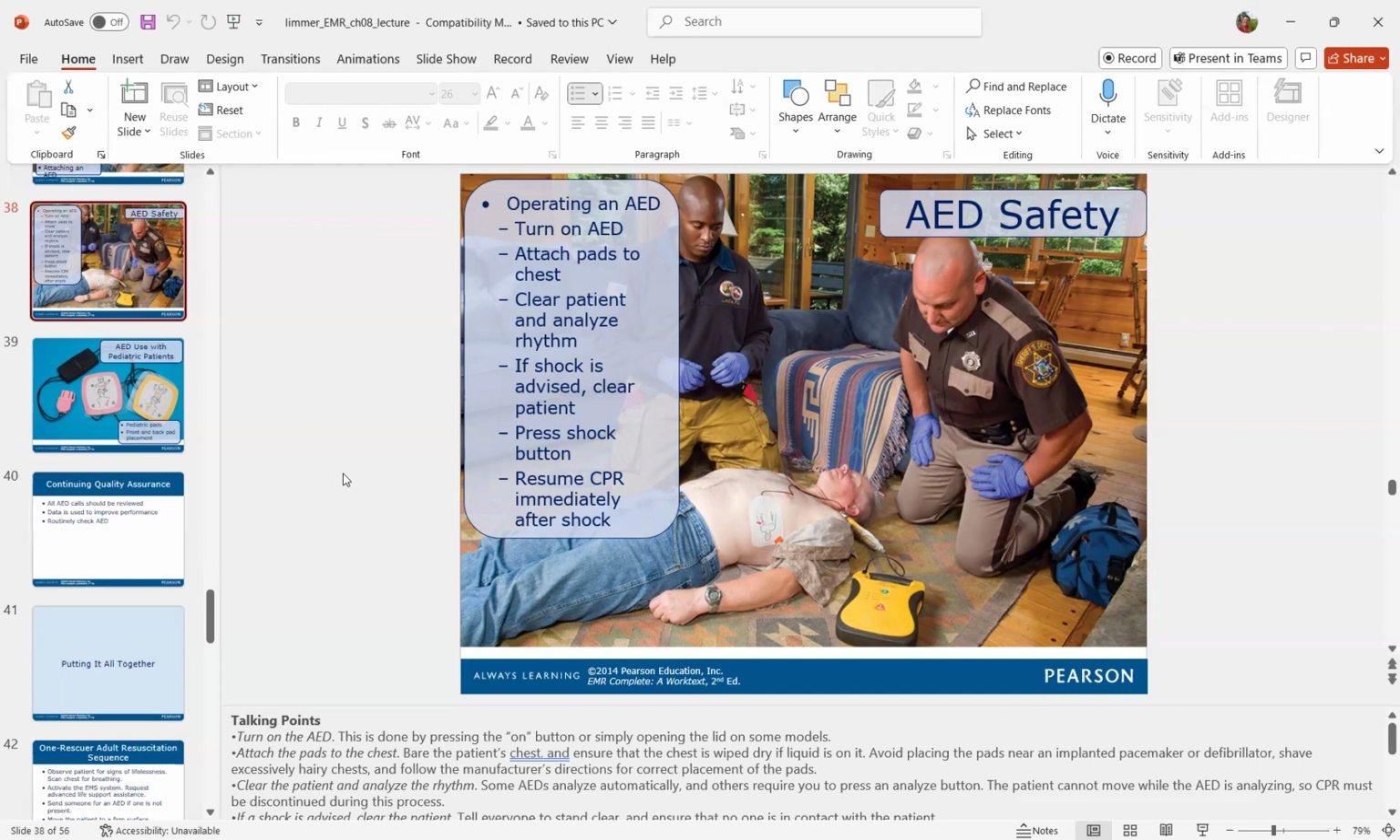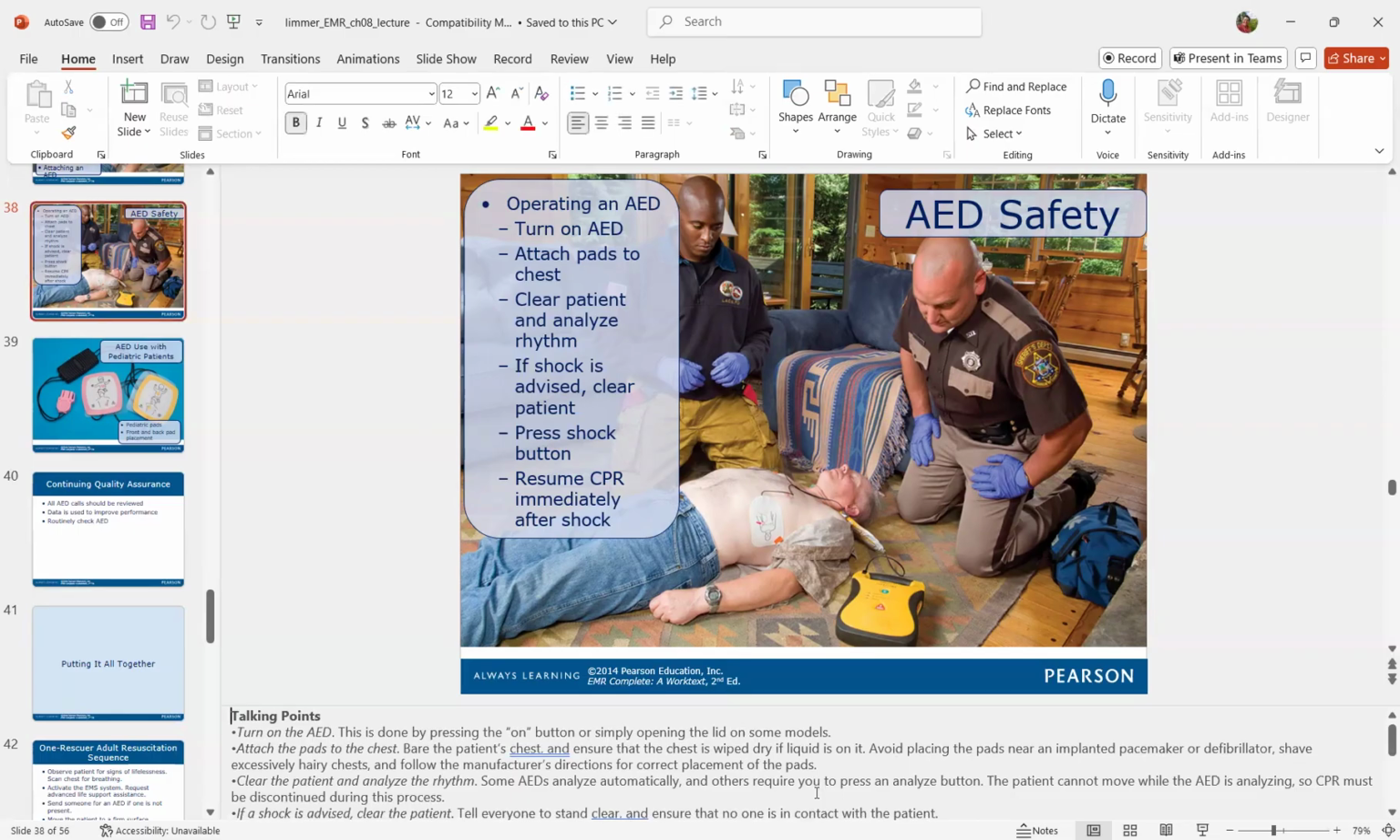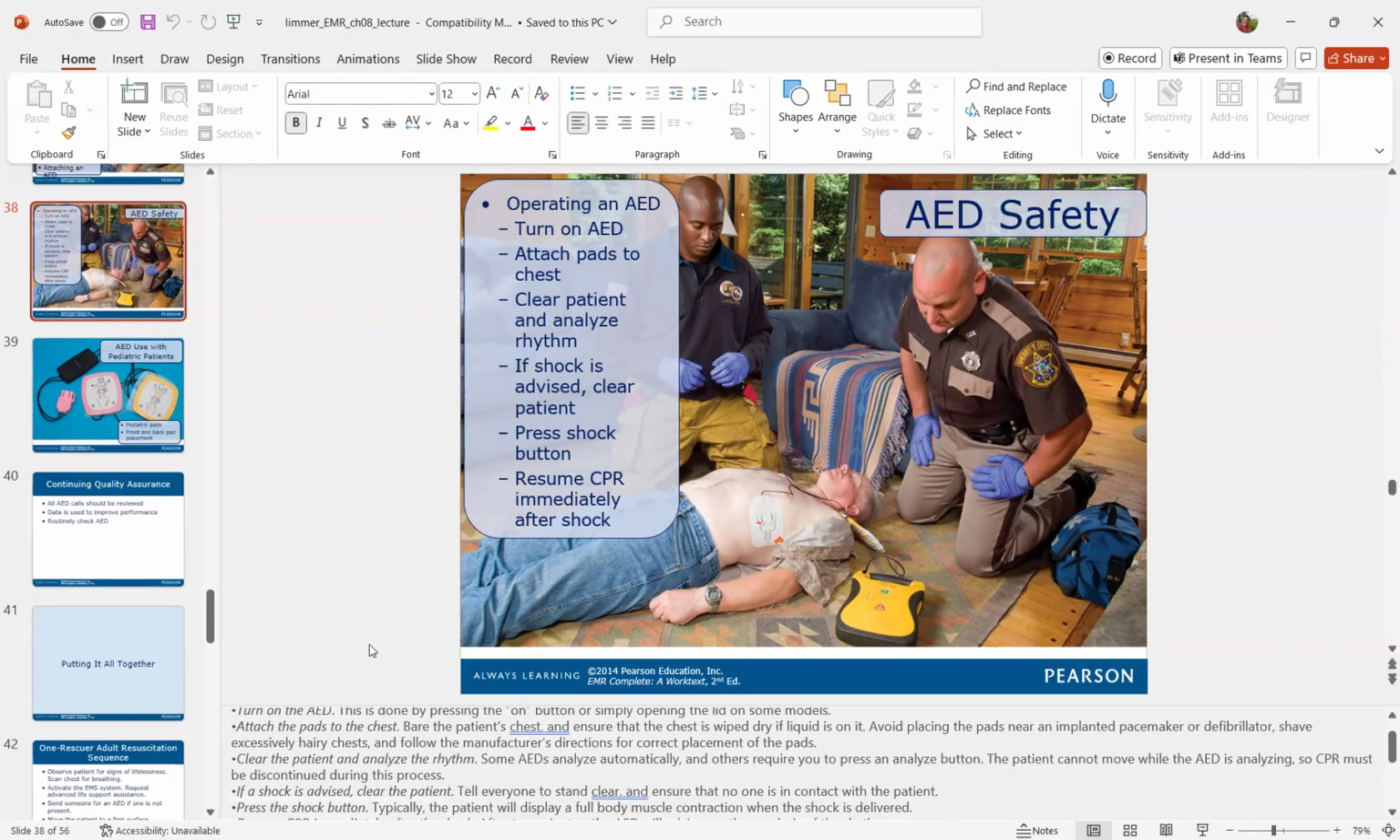Some AEDs analyze automatically, and others require you to press an analyze button. But most of the ones that are out in the public should analyze on their own. The patient cannot move while the AED is analyzing, so CPR has to be discontinued while it's analyzing, or it can give a false rhythm.